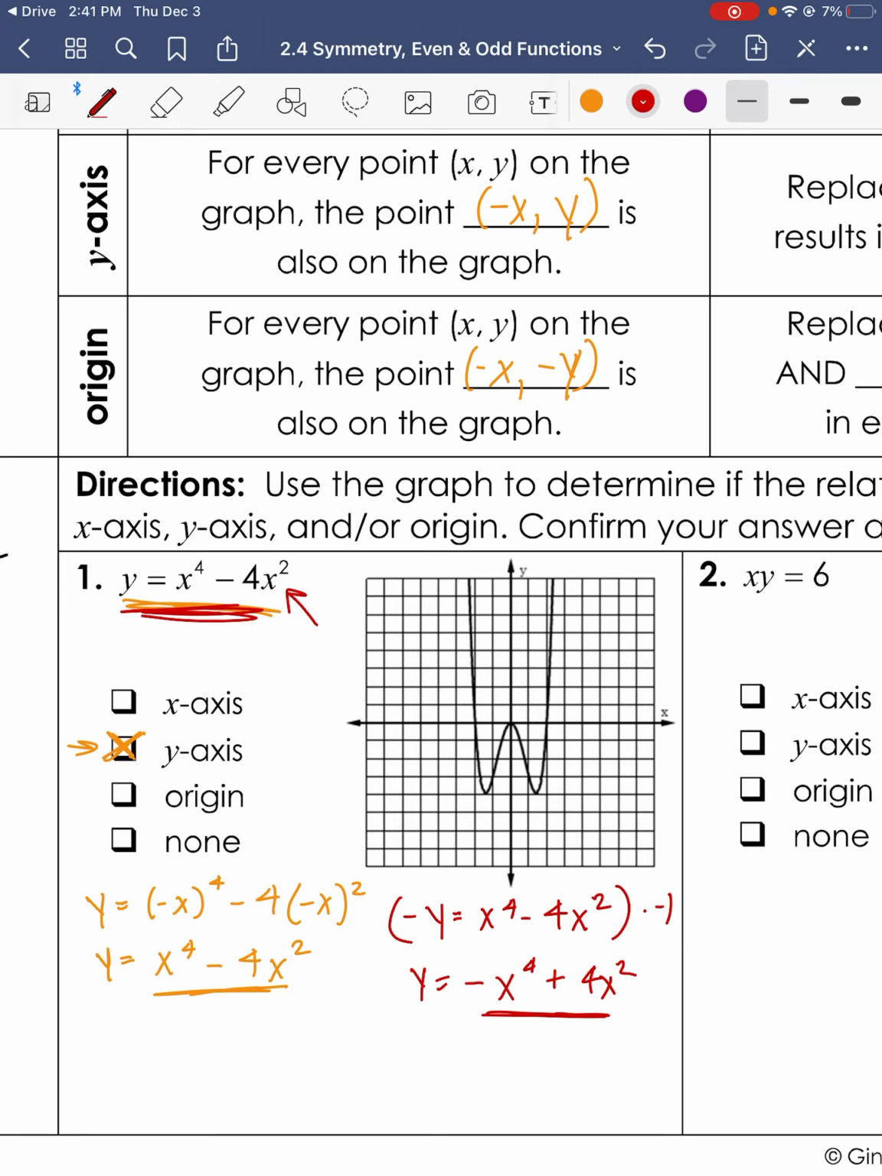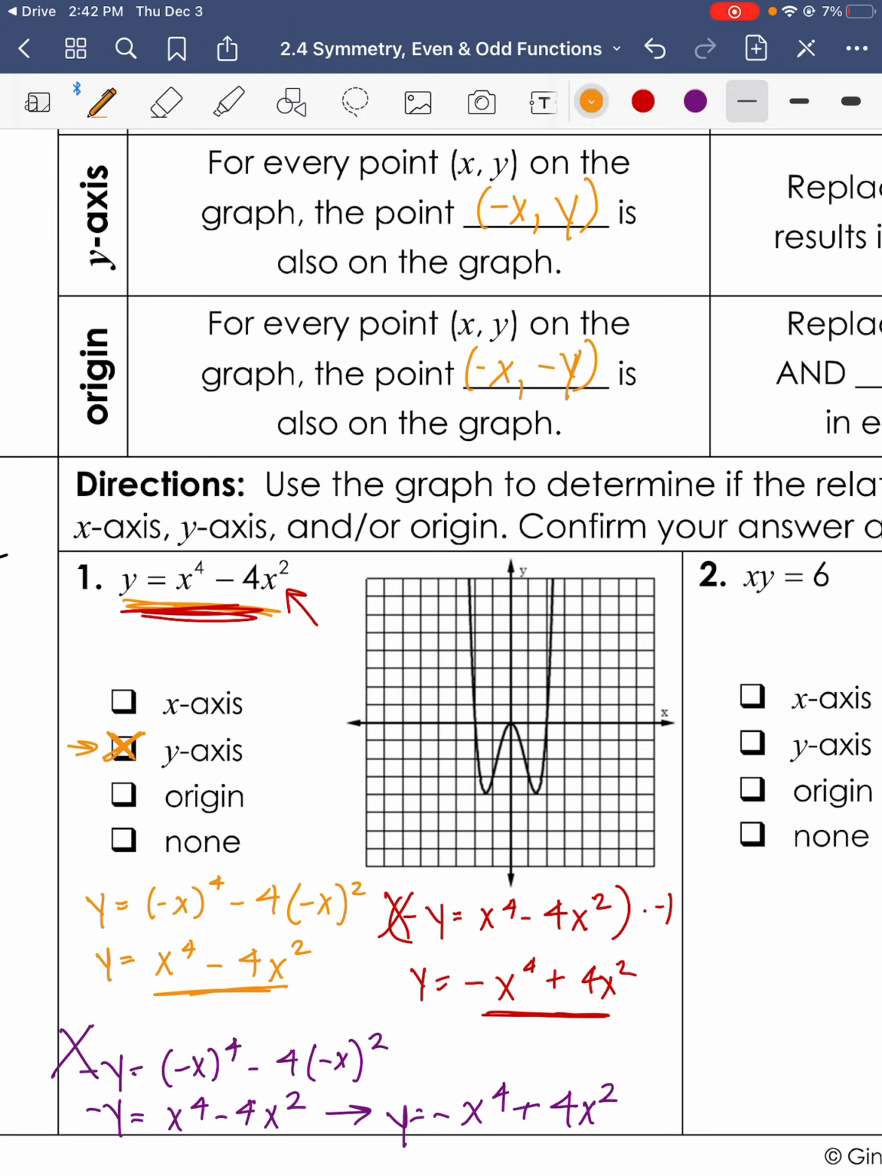And then you can test for symmetry about the origin by replacing both. So we'll do negative y is equal to negative x to the fourth minus 4 times negative x squared. Then we get negative y is equal to x to the fourth minus 4x squared. And therefore y is equal to negative x to the fourth plus 4x squared. So we don't have it here. We don't have it here, but we do have it here. So we'll just check the one box there.